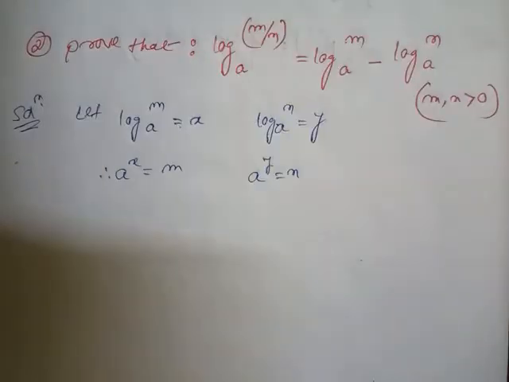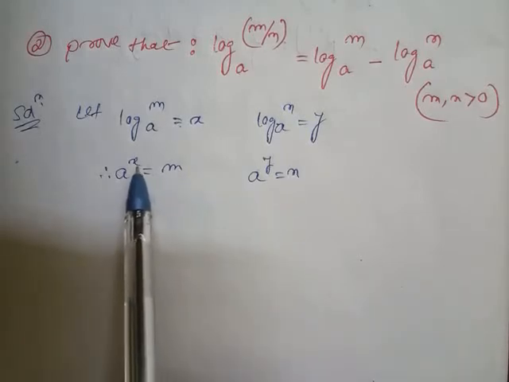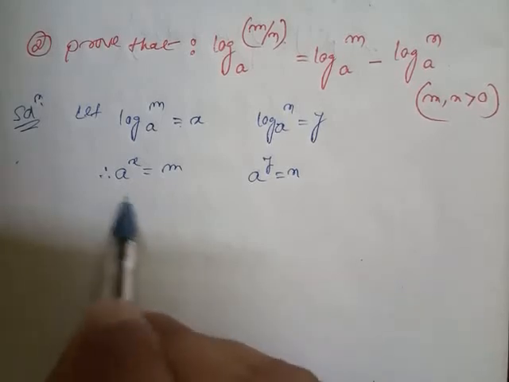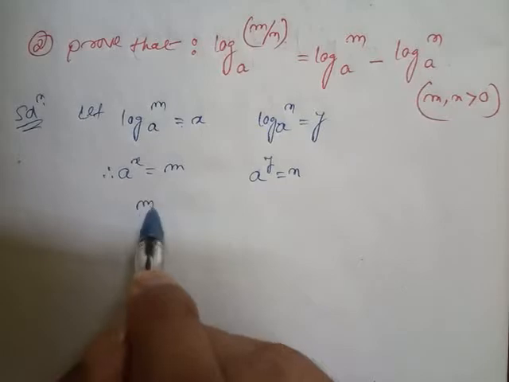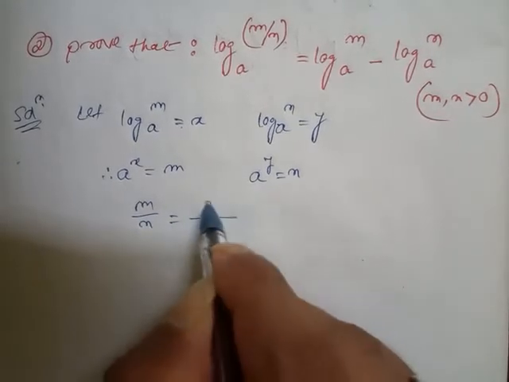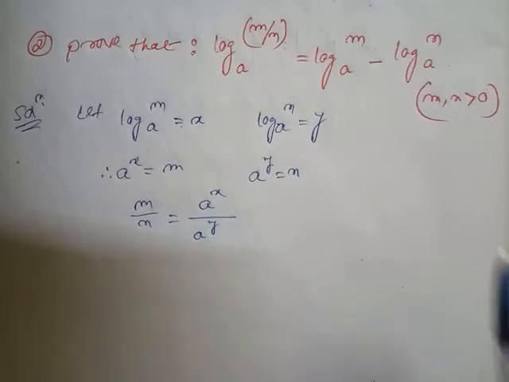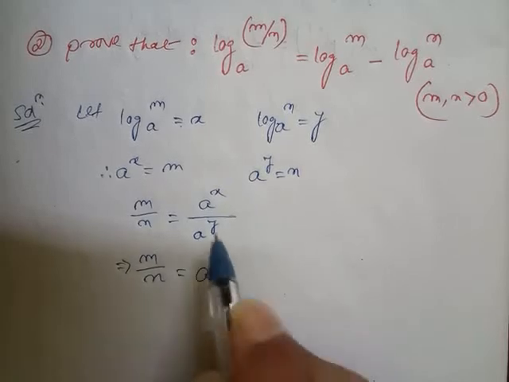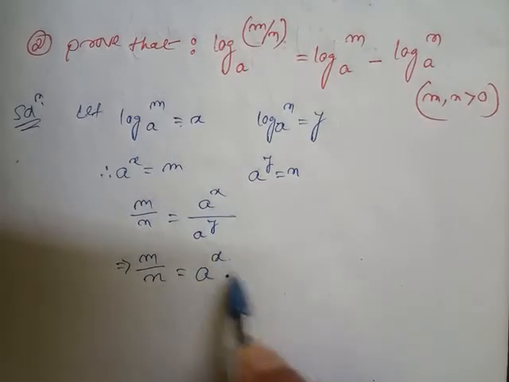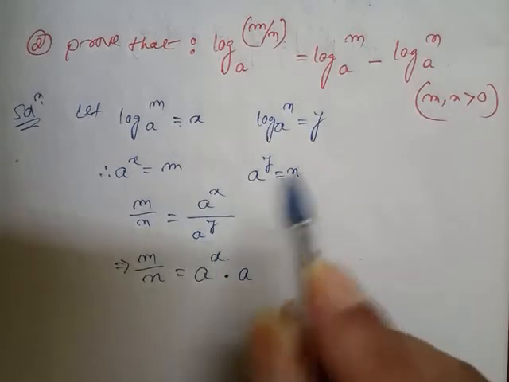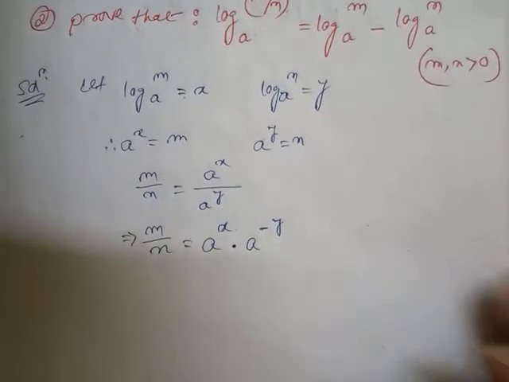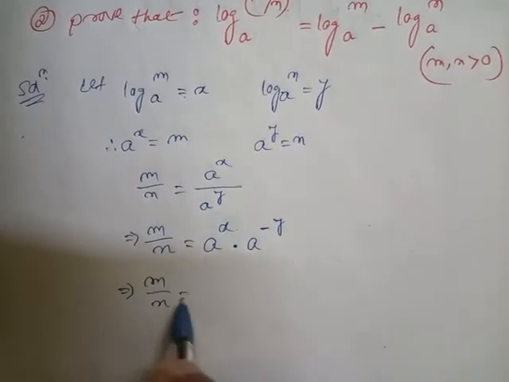Now look, by the definition a to the power x equal to m and a to the power y equal to n. Now after that, if I divide m by n, what will happen? M by n, then here also a to the power x, then a to the power y. So this can be written as m by n equal to a to the power x into a to the power minus y, since it is in the denominator and going into the numerator it becomes minus y. Now by the law of indices, m by n equal to a to the power x minus y.